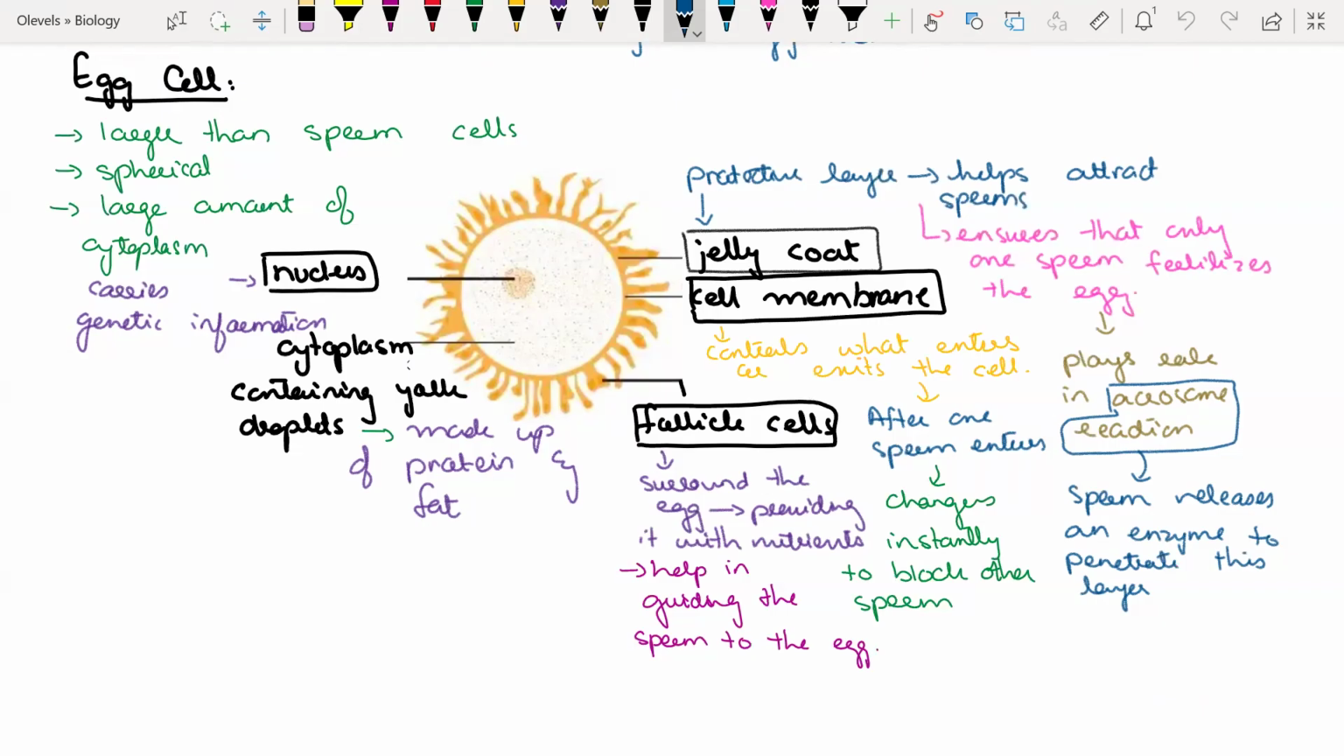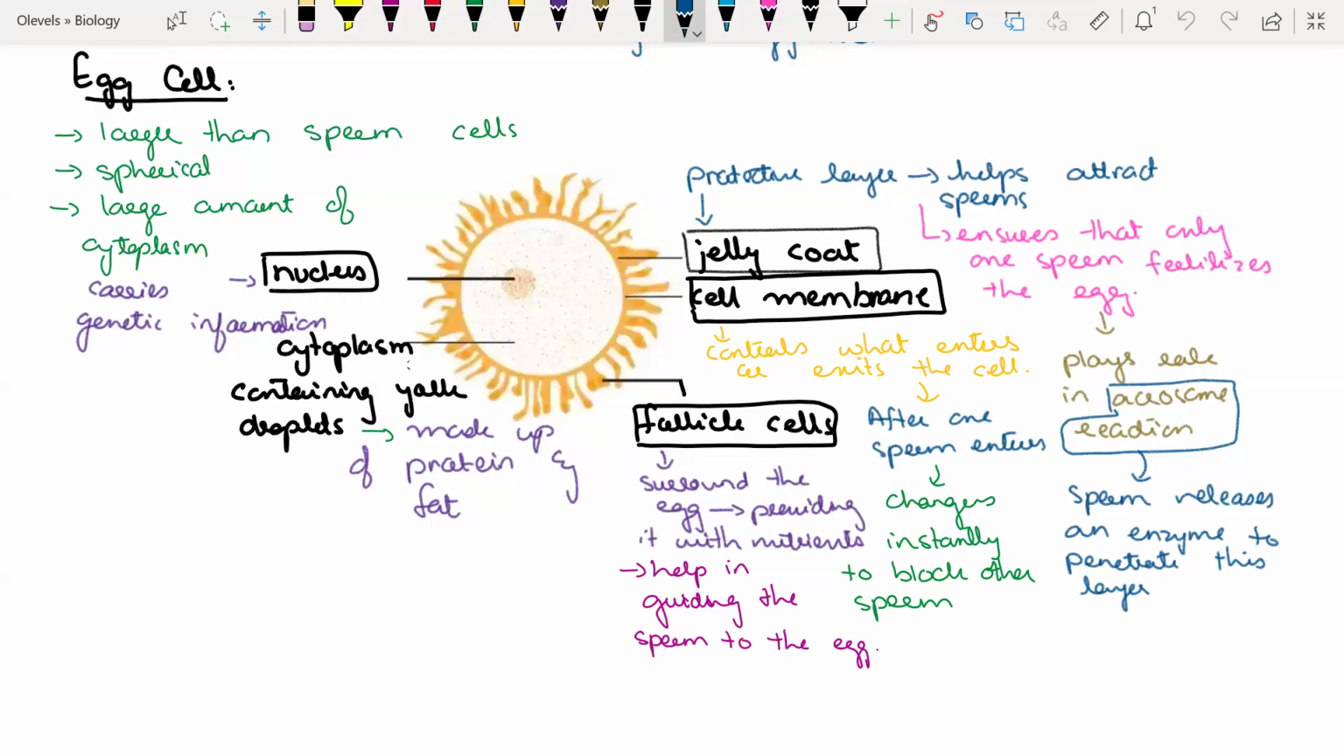Then we know that it has cytoplasm inside it. Now that cytoplasm contains the yolk droplets, sorry, the yolk droplets, they are made up of protein and fats, right? Then here we have a jelly coat. Okay, first we have the cell membrane, right? That is the membrane that is surrounding the egg. Now, this membrane controls what enters and what exits the cell. That is the same function as in animal or plant cells, right?